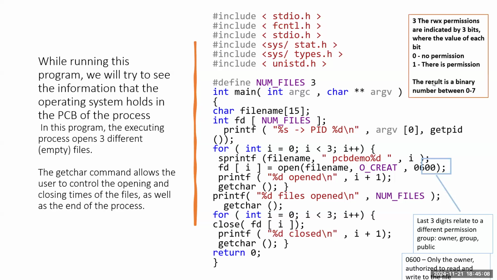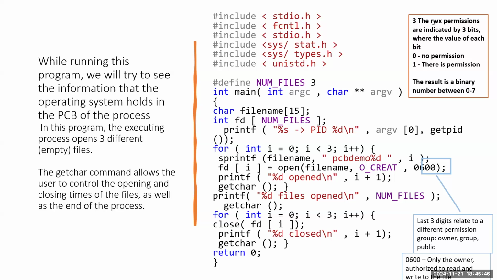All right, I explained all this. That this 600 means read write, because the 3 read write permissions are indicated by 3 bits, where the value of each bit can either be 0 or 1, which is either no permission is 0 and 1 is on, so that's like there is permission. So the result is a binary number between 0 and 7, because 3 digits is read write execute. So this read write execute is 3 digits, R and W and X, each digit. If they're all 1, then it'll be 4 plus 2 plus 1 is 7.